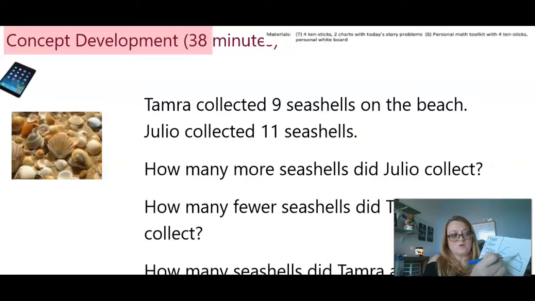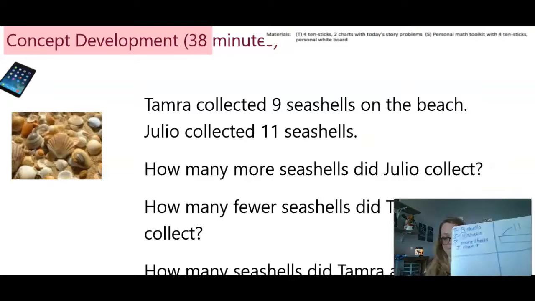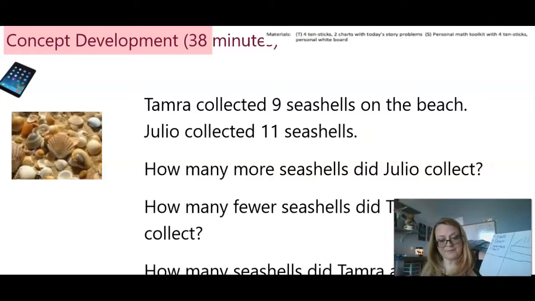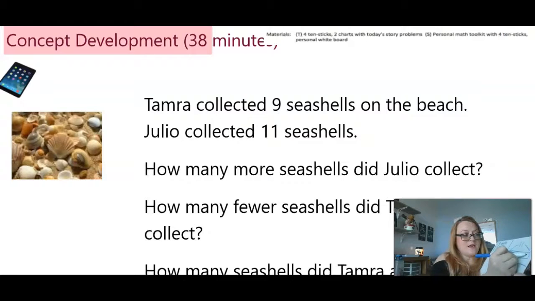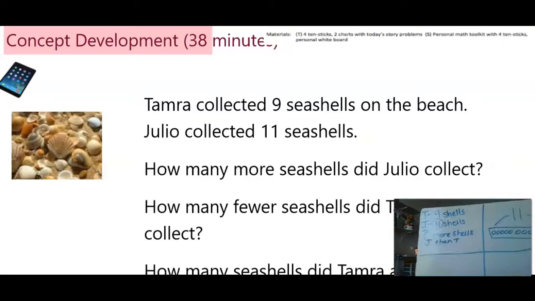So over here, let's draw our box. We know what our whole is, right? 11. Now, if you need to draw the circles in there, by all means draw the circles. So let's draw our 11 circles in there. 6, 7, 8, 9, 10, 11. There's 11 circles.